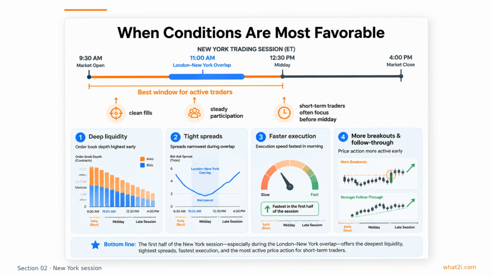Traders who focus on clean fills and follow-through often prefer this morning window for that reason. In practice, it is one of the times when the market can offer both movement and efficiency together. That combination is a big part of what makes the New York morning so important.